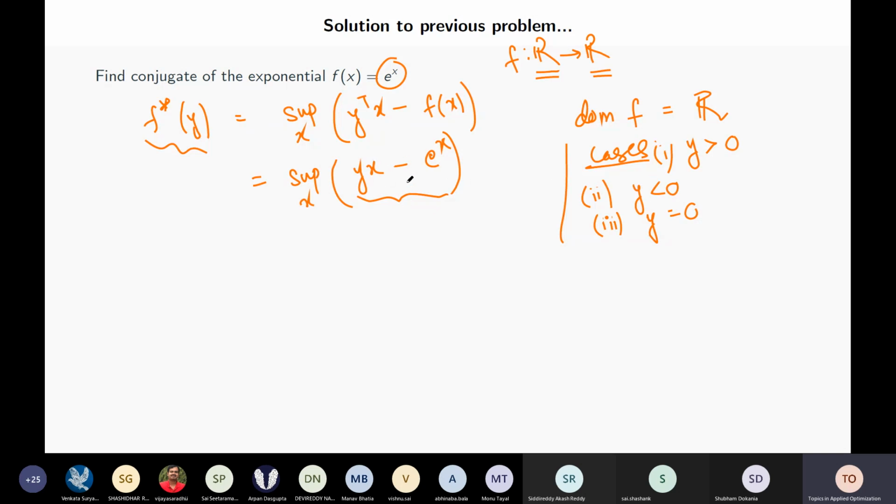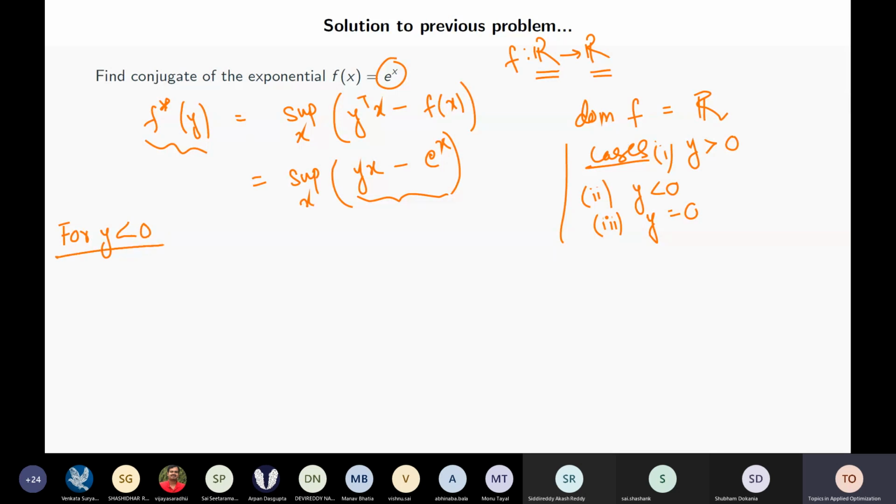It is very rare that this holds for all y. If it is true for all y, then obviously the domain of f star becomes all of R, but that is not always the case. So we will go case by case, just like in the previous examples. Let us say y greater than 0, what can we say about y x minus e to the x? Actually, let me do the y less than 0 case first, and then I will come back to y greater than 0.